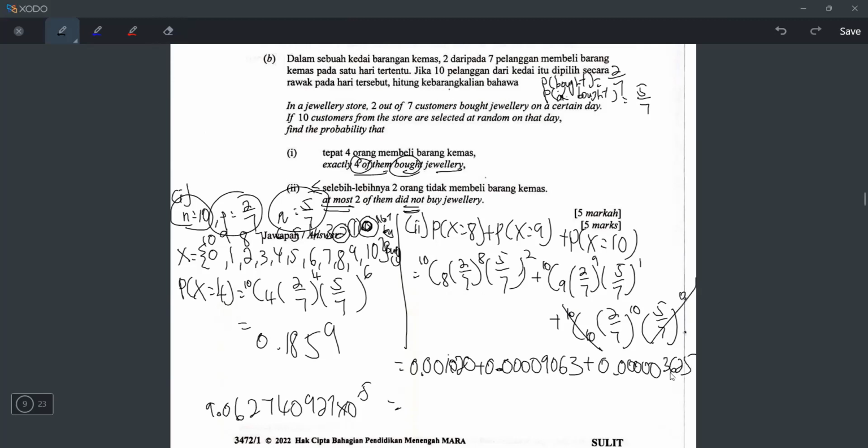Because the calculator gives you 3.625, it means the point is here, right? It means you have to move back 6 times. That's why it's 1, 2, 3, 4, 5, 6. That's why there are 5 zeros after the decimal point.